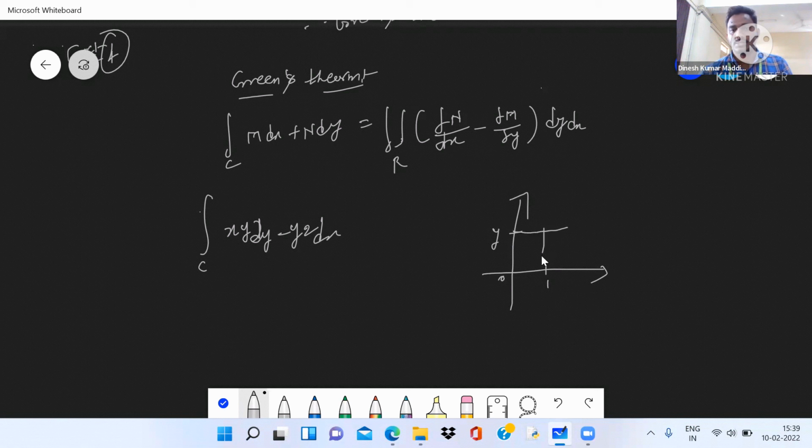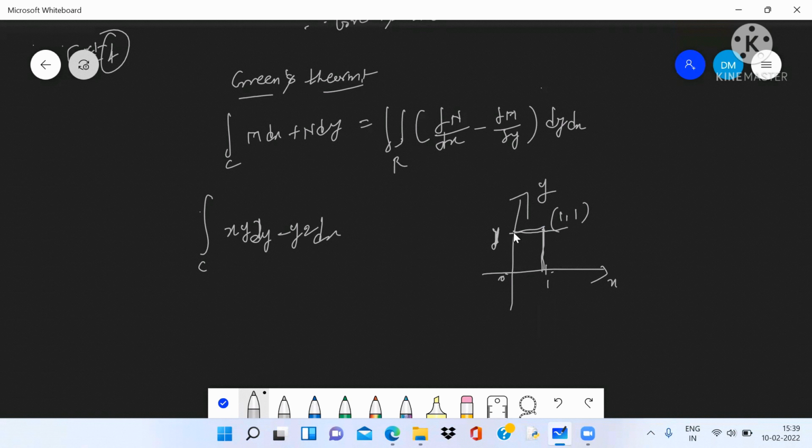To draw the lines, we get the point here 1 comma 1. So it is the square. Can you say that x is varying from where to where and y is varying from where to where? x is 0 to 1, and y is 0 to 1. So we get the limits.